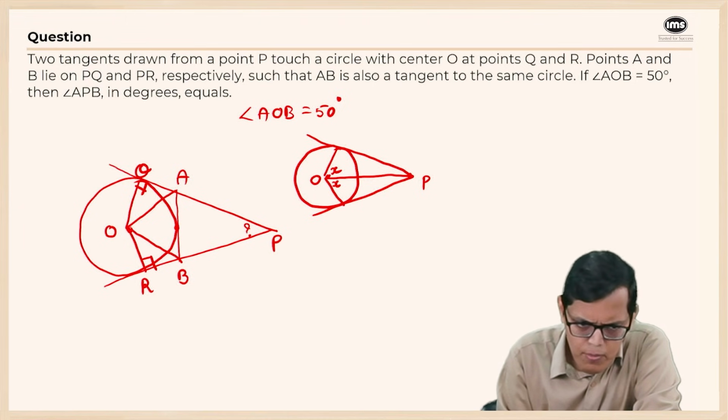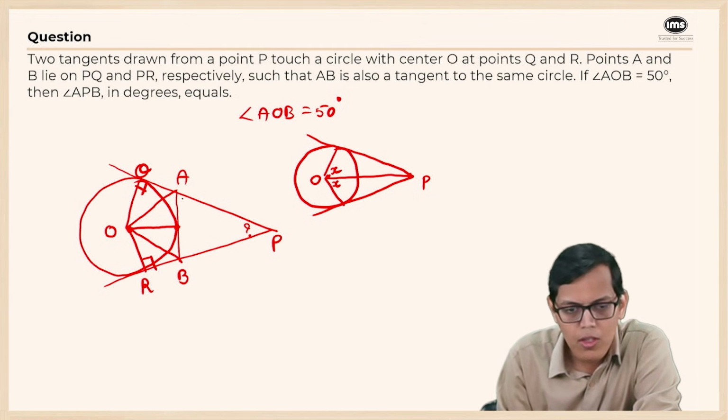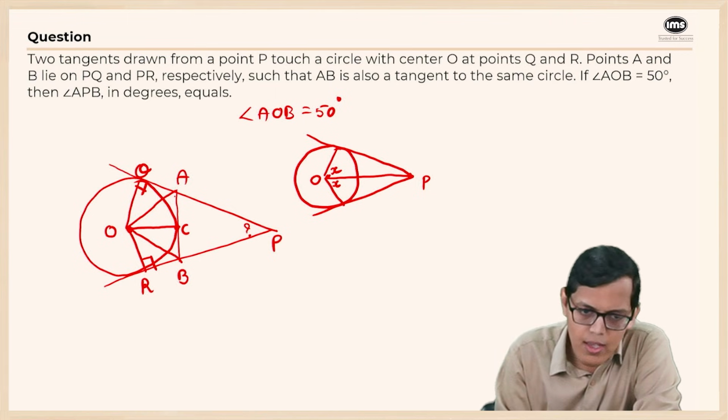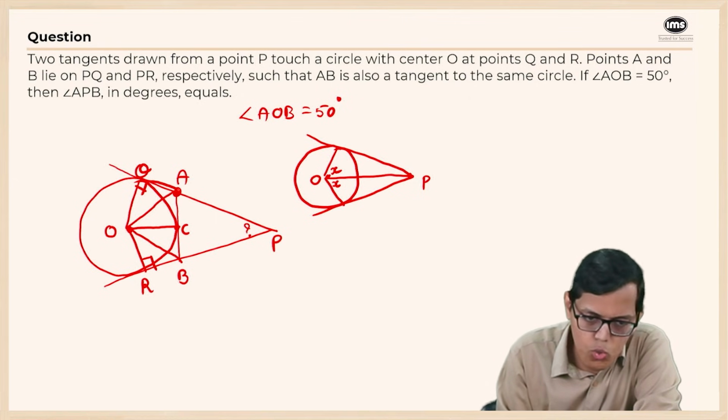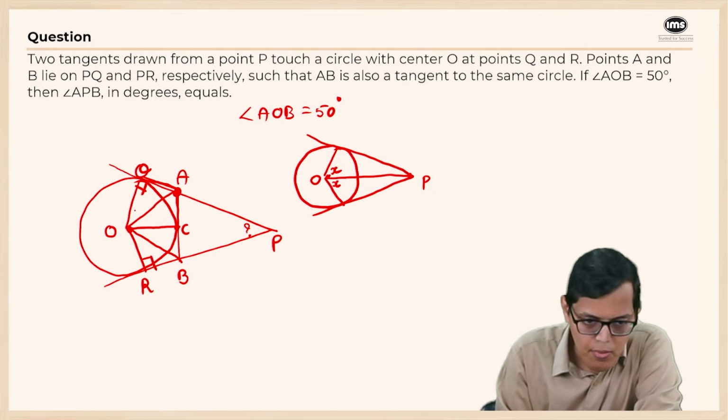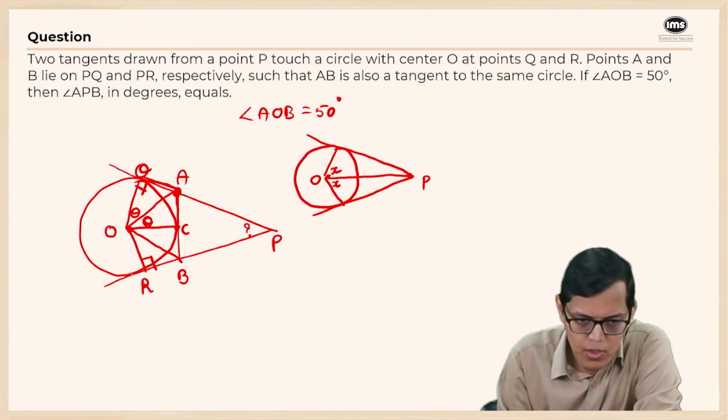Connect the center with the touch point of line segment AB with the circle. Let me call this C for the time being. Now can you see that point A is acting as that point outside of the circle, which is creating two tangents, QA and AC. Because of that, this and this should be equal, theta and theta.